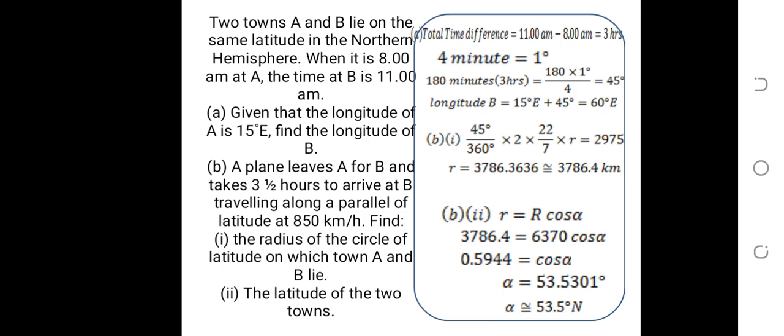B. A plane leaves A for B and takes 3.5 hours to arrive at B, traveling along a parallel of latitude at 850 km per hour. Find 1. The radius of the circle of latitude on which towns A and B lie. 2. The latitude of the two towns.